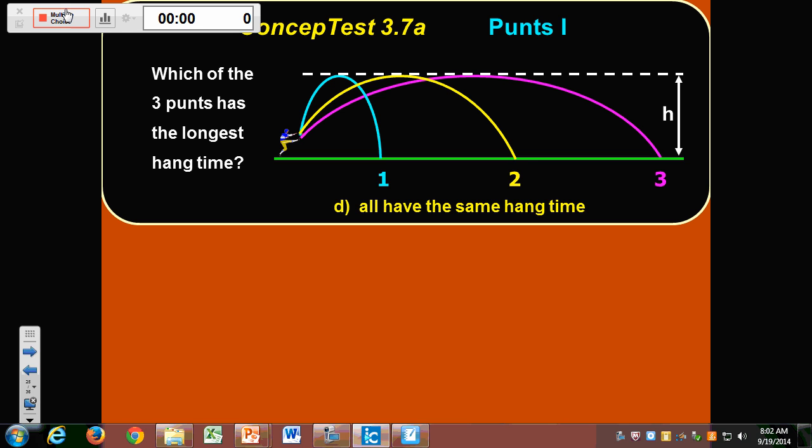All right, which of these punts has the longest hang time? These aren't necessarily kicked with the same initial velocity or the same angle, but which one has the longest hang time? Call it A, B, C, or they all have the same hang time.